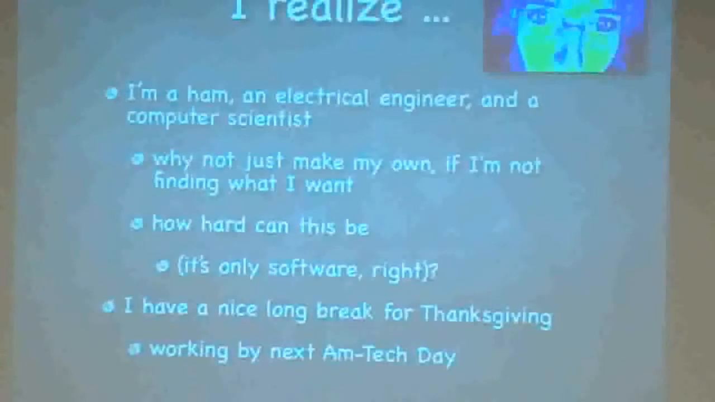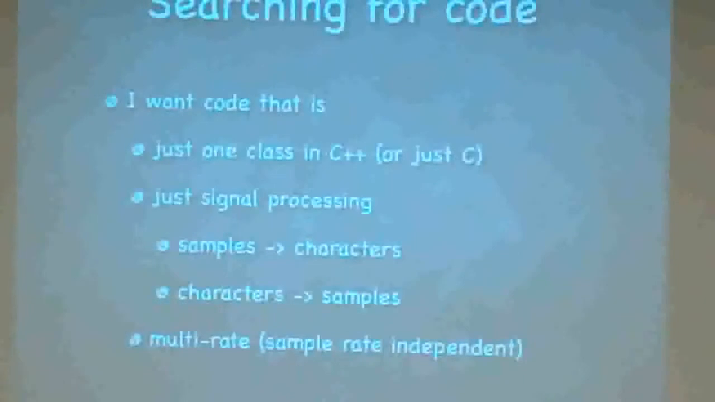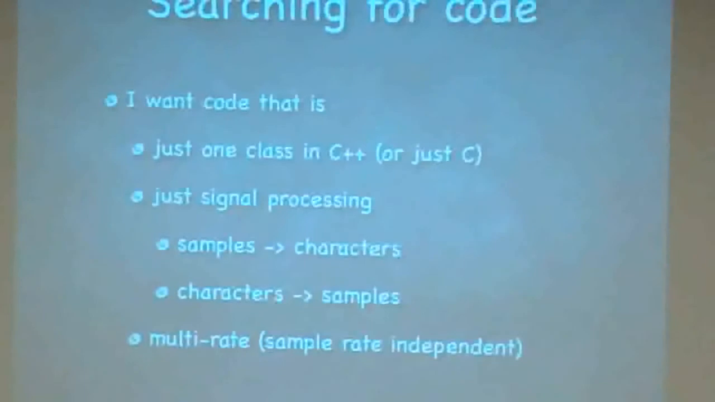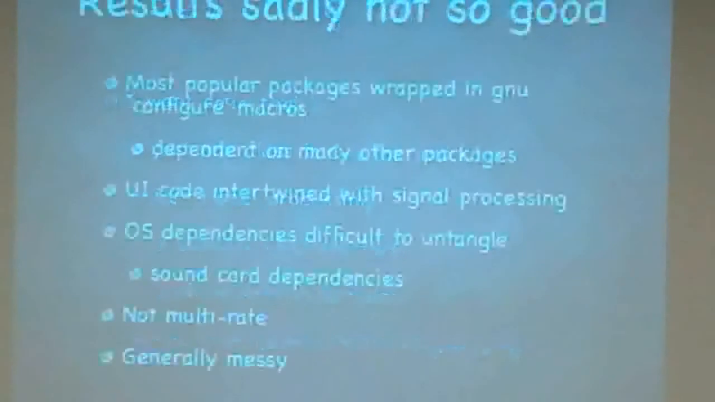So I go to Starbucks, which is my favorite place to go, and I start looking around for code. And what I found was another sort of messy thing. I was hoping I could just get some C++ class that implemented a modem. You know, you put samples in one side and you get characters out the other, and vice versa. So you put characters in, you get samples out. That's what I wanted, really. And I wanted it to be multi-rate, so that it didn't really matter what the sample rate was; it would do the right thing. But sadly, I couldn't find much.